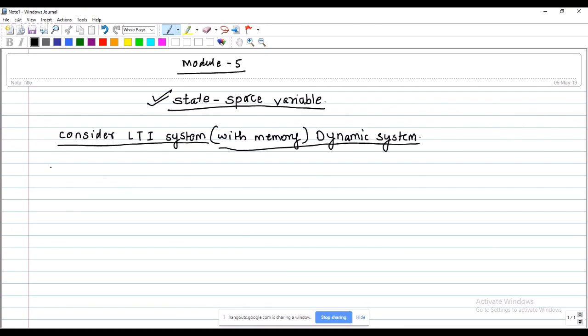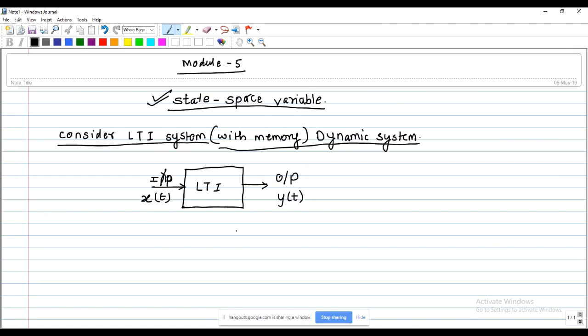Now, why is this called a state space variable? What do you mean by state? What is a space? What are state variables? We know that every LTI system has certain inputs, or let us consider first one input and one output. Input we name as x of t, let's say, and output is y of t.